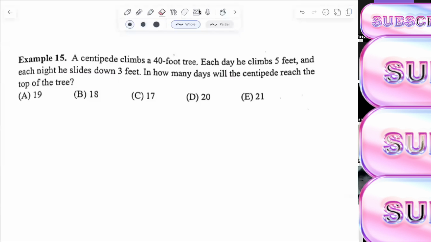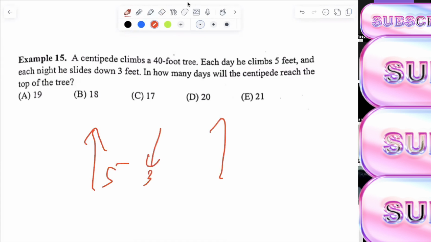Would you subtract 3 from 5 because it is the same day? Yes, every single day you do that, except when you reach the 40 feet tree mark. Basically, you go up 5 for one day, and then at night, you're going to go back down 3. Tomorrow, you're going to go up 5, and then at night, it's going to be 3. That's going to be a 19. From there, we go up every single day.